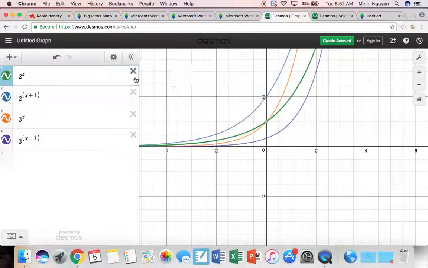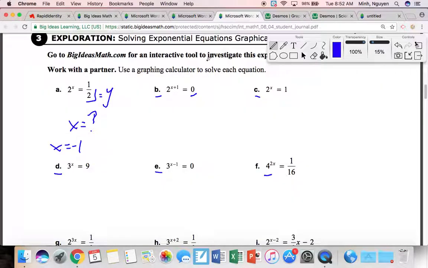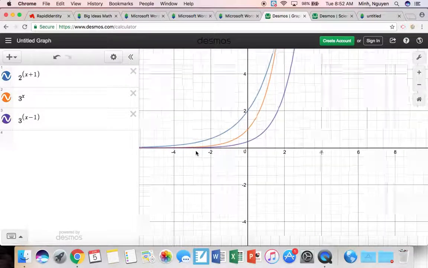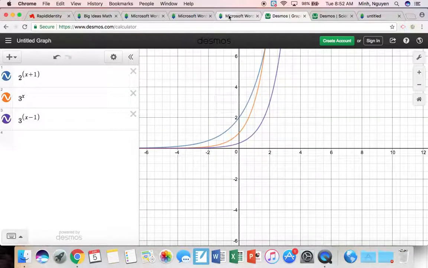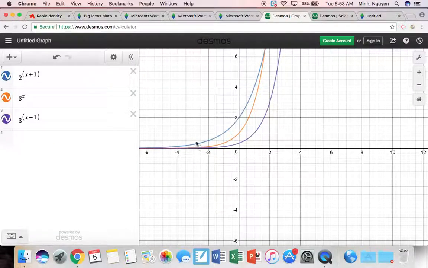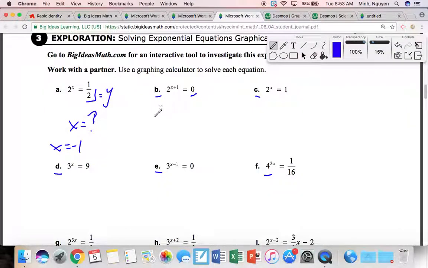So I can get rid of this one now. 2 to the x plus 1, which is the blue line, equals 0. So where is 0? Will it ever equal 0? Never. It will never equal 0. Like y is never equal to 0 in this graph. So you could say there is no solution. No solution. It never hits 0.